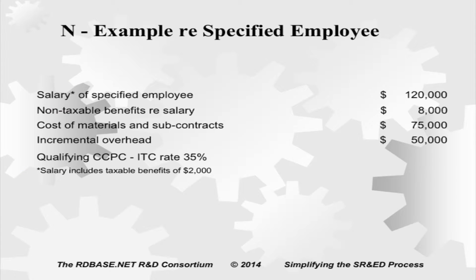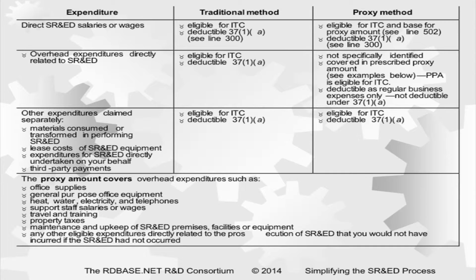But basically, and we've talked about all these limits, the chart I look at, and this is from a Canada Revenue Agency policy paper, is that the proxy amount covers basically these expenditures. And this is an easy way to think of it: a reasonable portion of office supplies, equipment, utilities, supporting staff wages. So if I can say, well, 8% of my total wages are R&D, so I think 8% of my overheads are R&D, that may be reasonable. I've been in these arguments before.